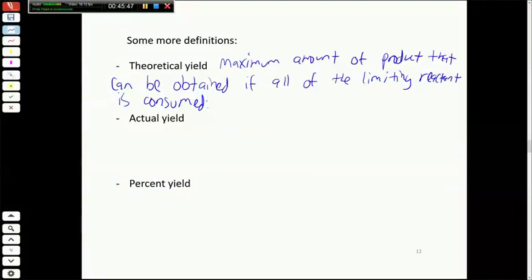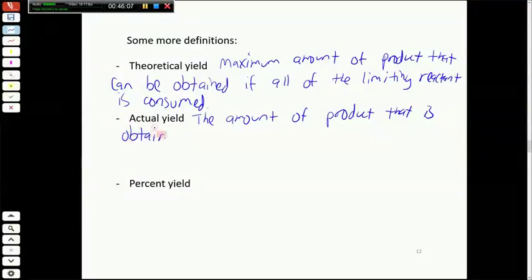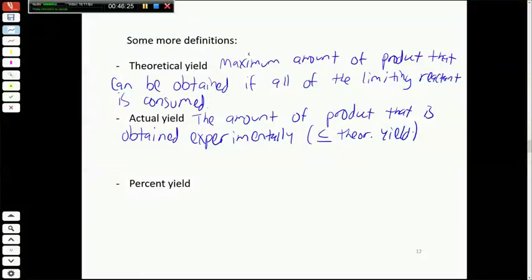Now, actual yield is the amount that is obtained experimentally. And normally, most of the problems we do with percent yield are going to give you this amount, because you can't really calculate it. It will always be less than or equal to the theoretical yield. You can't get more product than you expect. That would violate the law of conservation of mass, among other things.